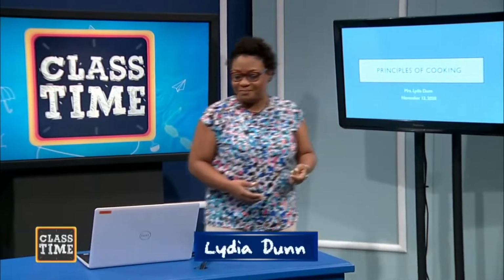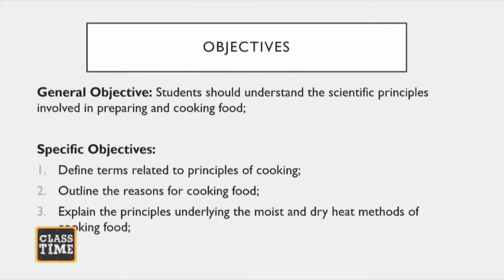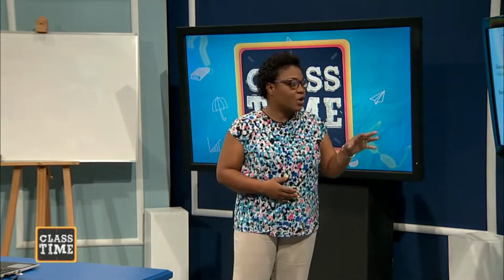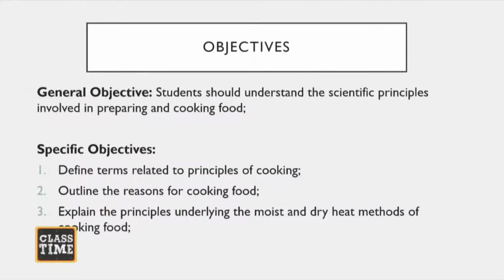Let's begin. At the end of this lesson, students should understand the scientific principles involved in preparing and cooking food, and we have 3 specific objectives. You're going to define related terms to principles of cooking, outline reasons for cooking food, and explain the principles underlining the moist and dry heat method of cooking food.